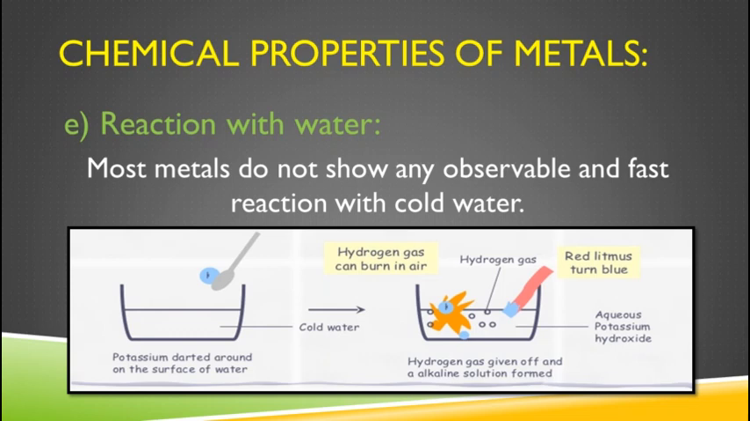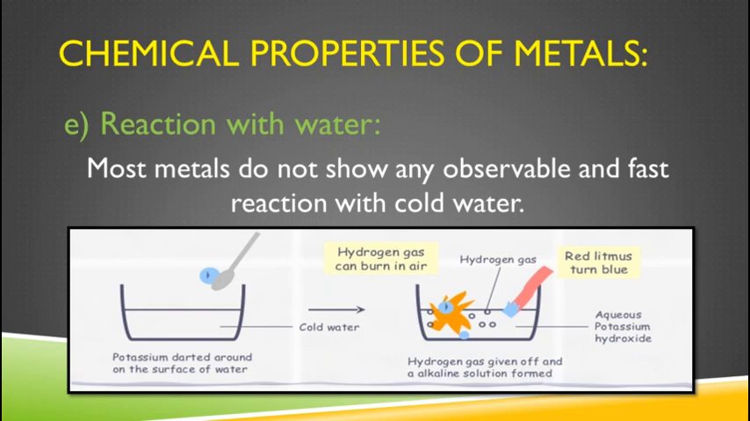Here you can see a picture in which potassium darts around on the surface of the water. It reacts with the cold water. Hydrogen gas is released and it turns red litmus paper blue. This reaction is very dangerous, students. Therefore sodium and potassium are kept very far away from water. Why? Because it catches fire, as you can see in the picture also. That's why sodium and potassium are kept in kerosene oil, to avoid these dangerous reactions.